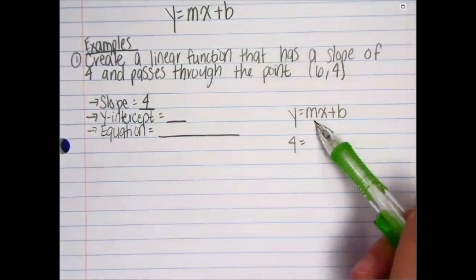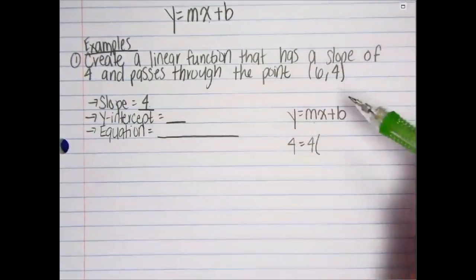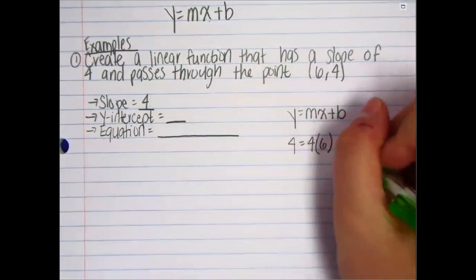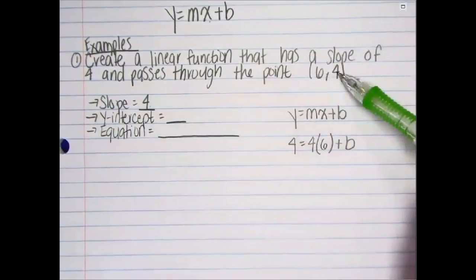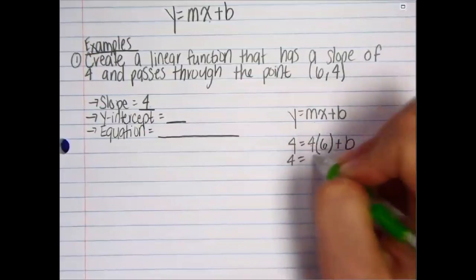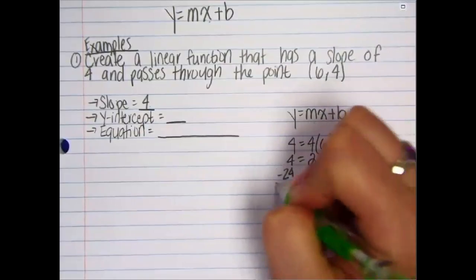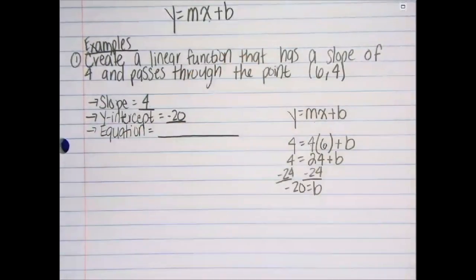Do I have my slope? What is my slope? 4. Do I have an x value? 6. And do I have my b? No. Do you agree that ordered pairs are written as x comma y? Yes, absolutely. So now could I just solve this like a simple two-step equation? 4 times 6 is 24. Subtract 24 from both sides to get negative 20 equals b. So my y-intercept is negative 20.